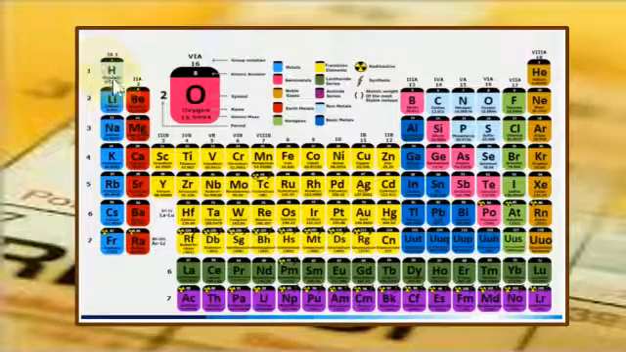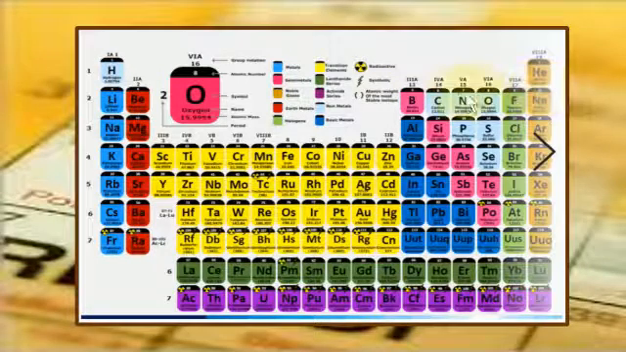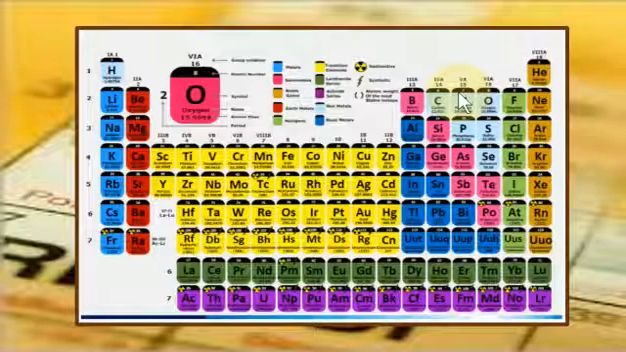The A block has the first two lines, 1A, 2A, 3A, 4, 5, 6, 7, 8A, a total of 8 groups. So the A block contains 8 groups and the B block contains 10 groups, and the B block elements are called transition elements. The A block has certain divisions that we will discuss one by one.